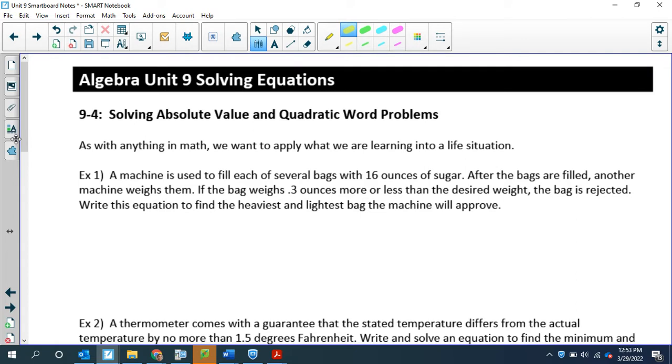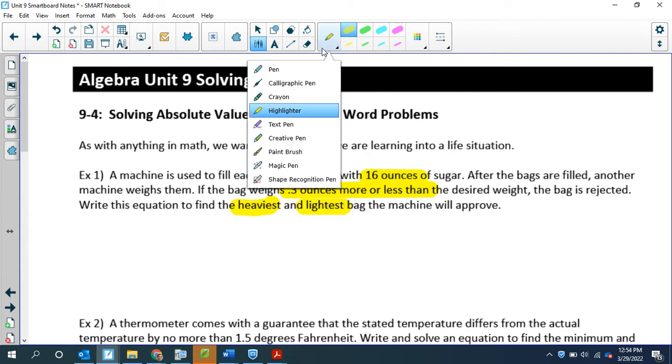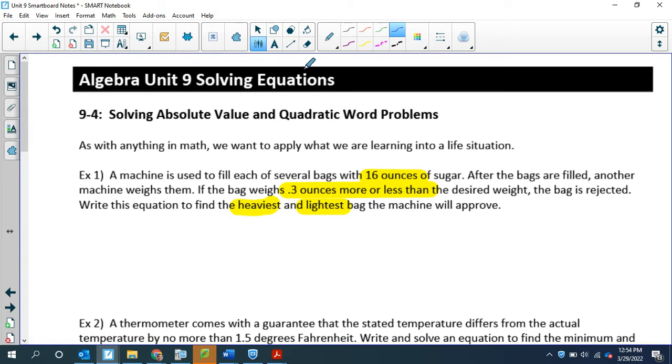So example 1 says a machine is used to weigh each of several bags of 16 ounces of sugar. So I'm going to underline 16 ounces. After the bags are filled, another machine weighs them. If the bag weighs 0.3 ounces more or less than the desired weight, the bag is rejected. Write an equation to find the heaviest and lightest bag the machine will approve. So we're really looking for some sort of range, the highest and the lightest that it could approve, which is going to give us an absolute value equation.